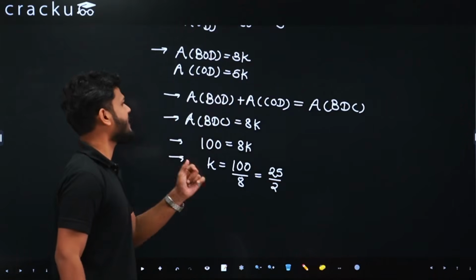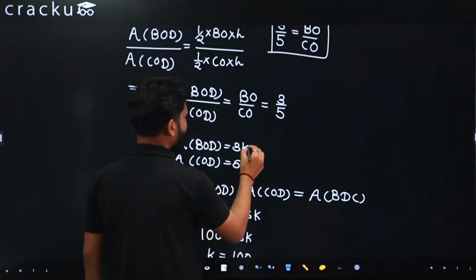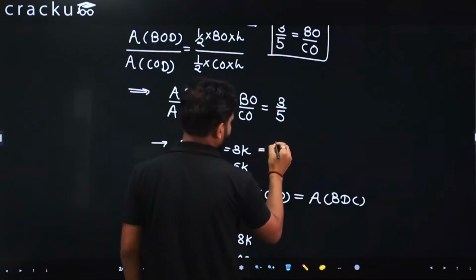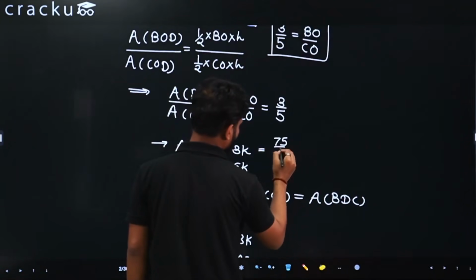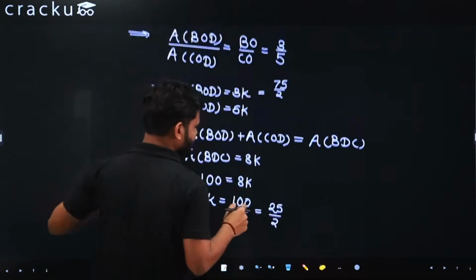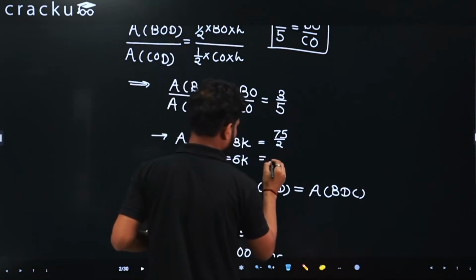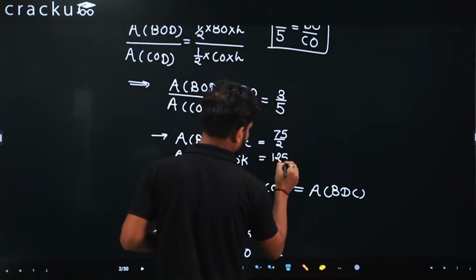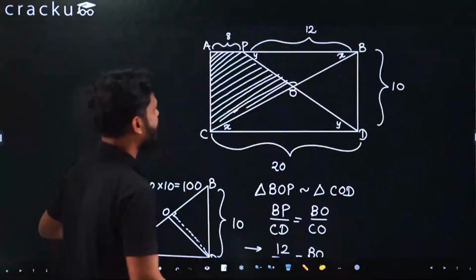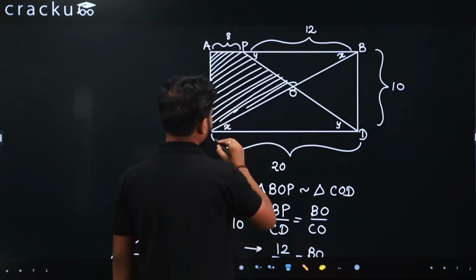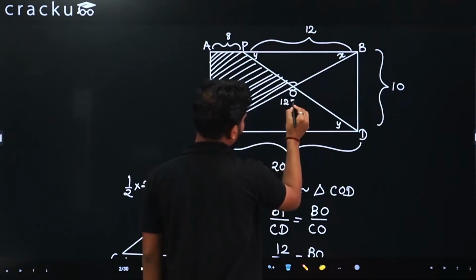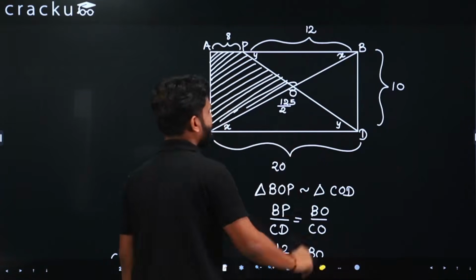Correct? If K is 25 by 2, area of triangle BOD will be 75 by 2. And area of triangle COD will be 125 by 2. Right? So we got the area of triangle BOD and we got the area of triangle COD. It is 125 divided by 2.